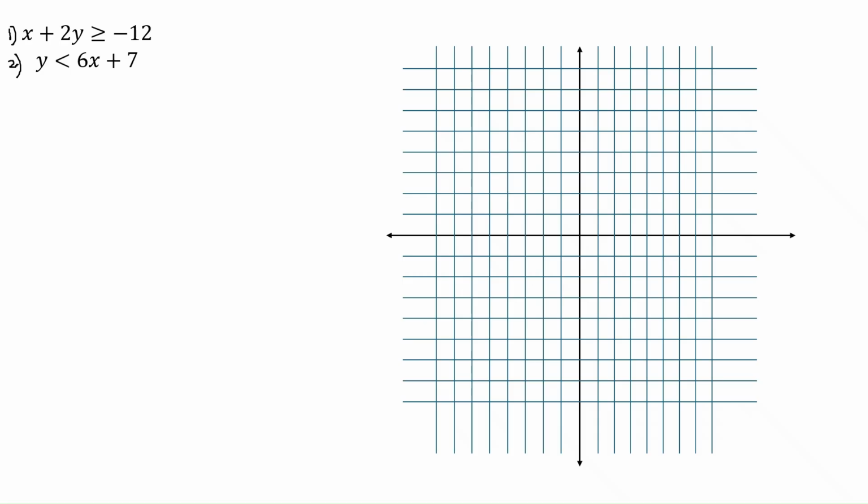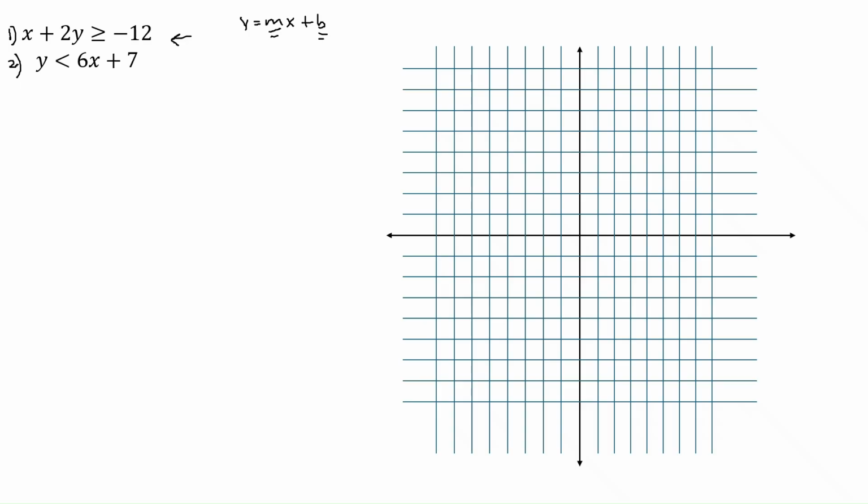x plus 2y is greater than or equal to negative 12. y is less than 6x plus 7. Now, the first thing we want to do is graph the inequalities. But with this one right here, we need to rearrange it so that it's in y equals mx plus b format. Of course, it's no equals, but you know what I mean. That way, we'll be able to clearly see the y-intercept, the slope, and be able to graph it from there.